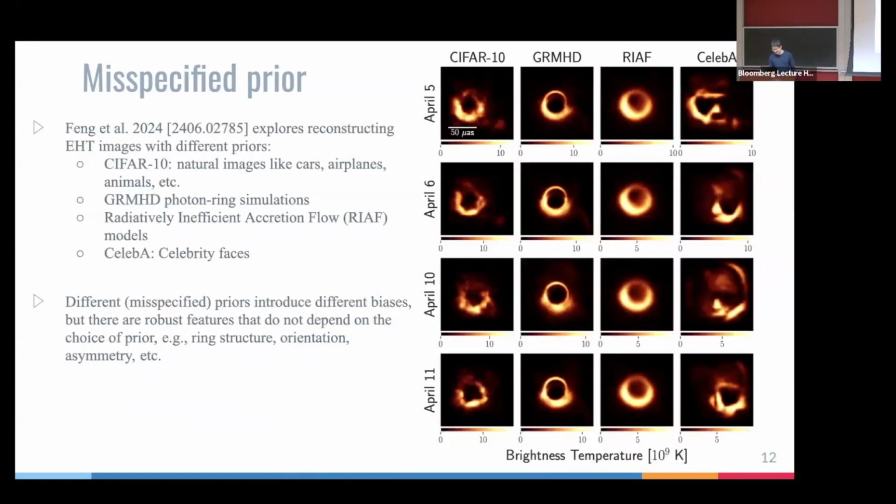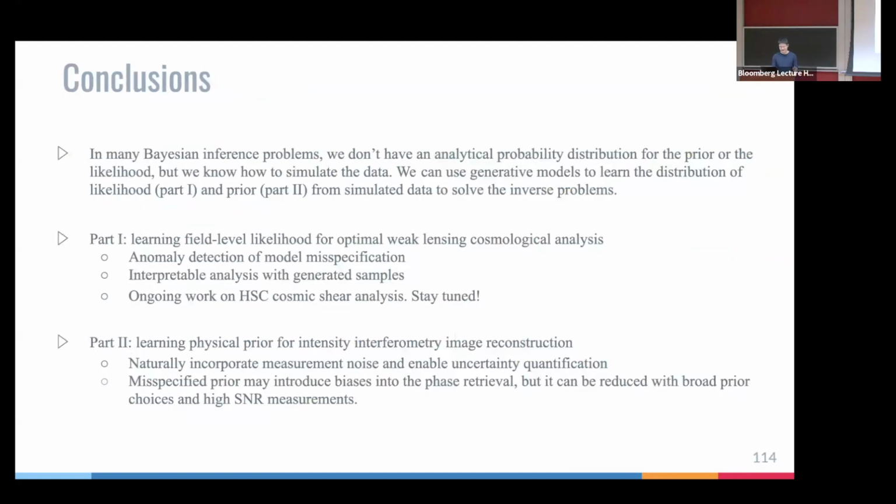This is just another fun example where people doing EHT observation try different priors like human faces or cars and cats, and they use that to reconstruct the images. So I talked about this in the coffee before, so I'll just skip this. And, sorry, I took too much time.